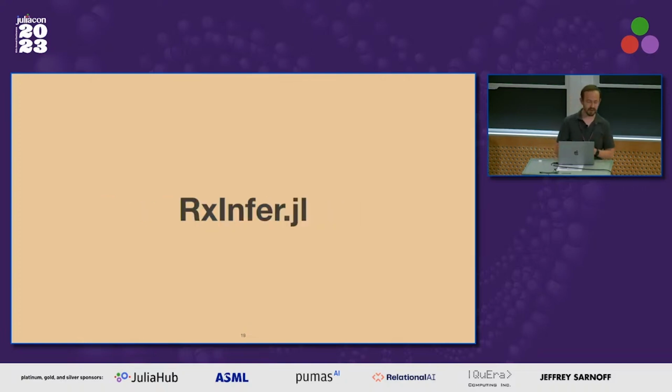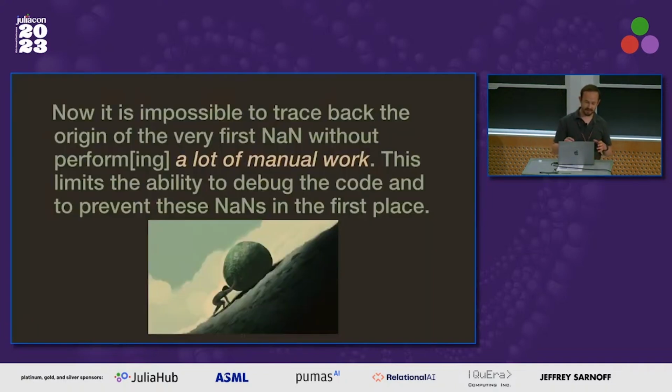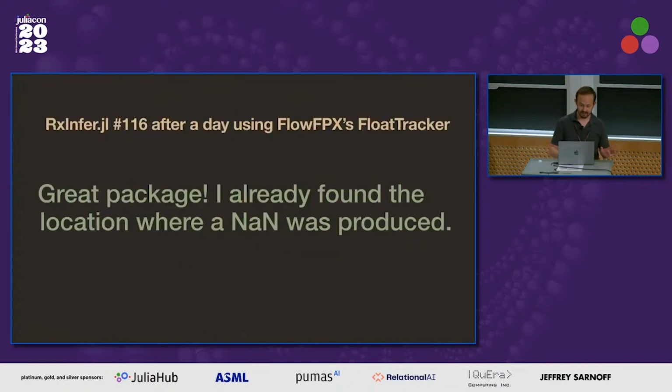The folks who have been working on the RxInfer package found themselves in this situation. RxInfer is a Bayesian network inference library. And in issue number 116 on the repository, they said, it is impossible to trace back the origin of the very first NaN without performing a lot of manual work. This limits the ability to debug the code and prevent those NaNs in the first place. Sound relatable? Well, we introduced them to FlowFPX's float tracker tool, and the next day they sent us a message.